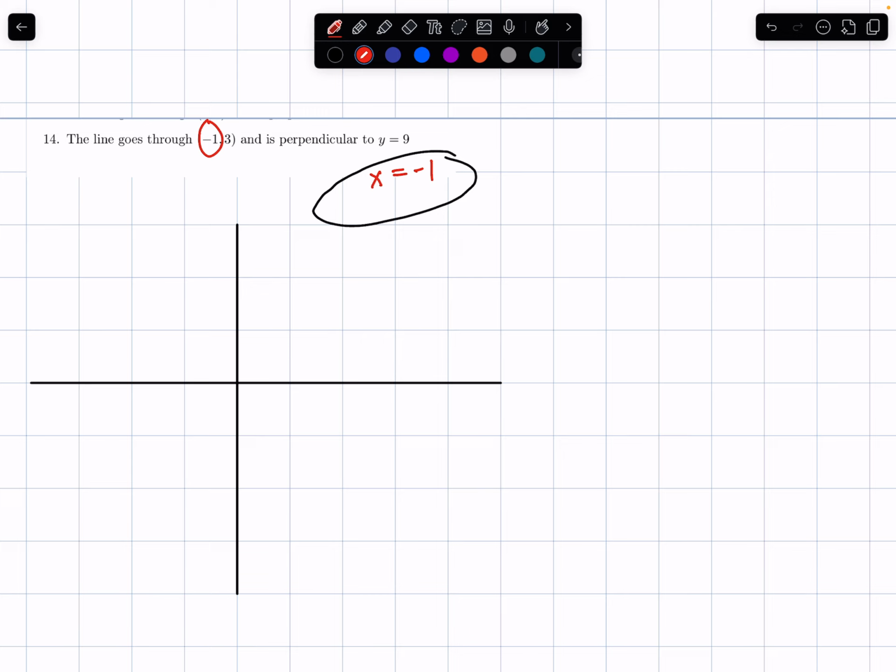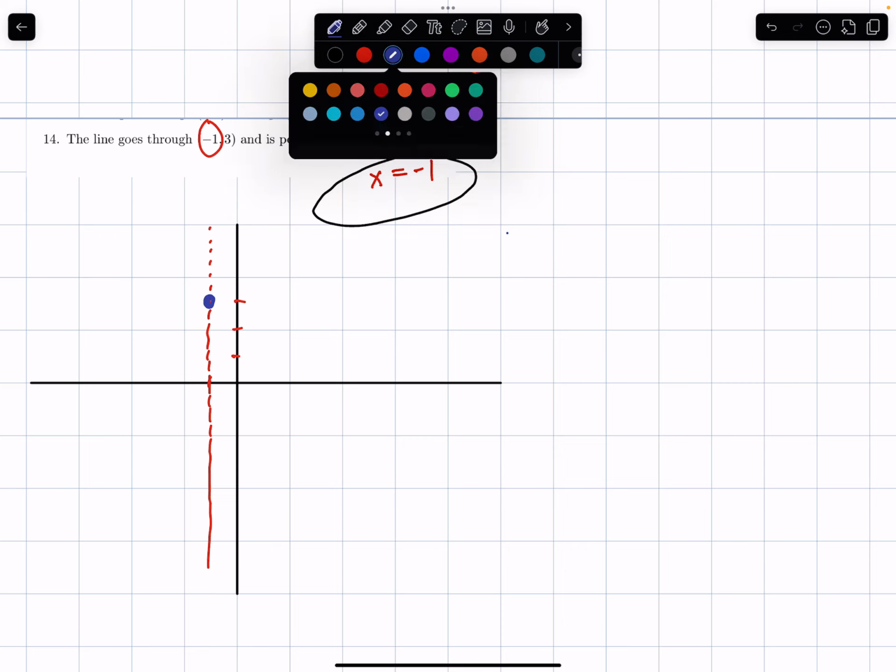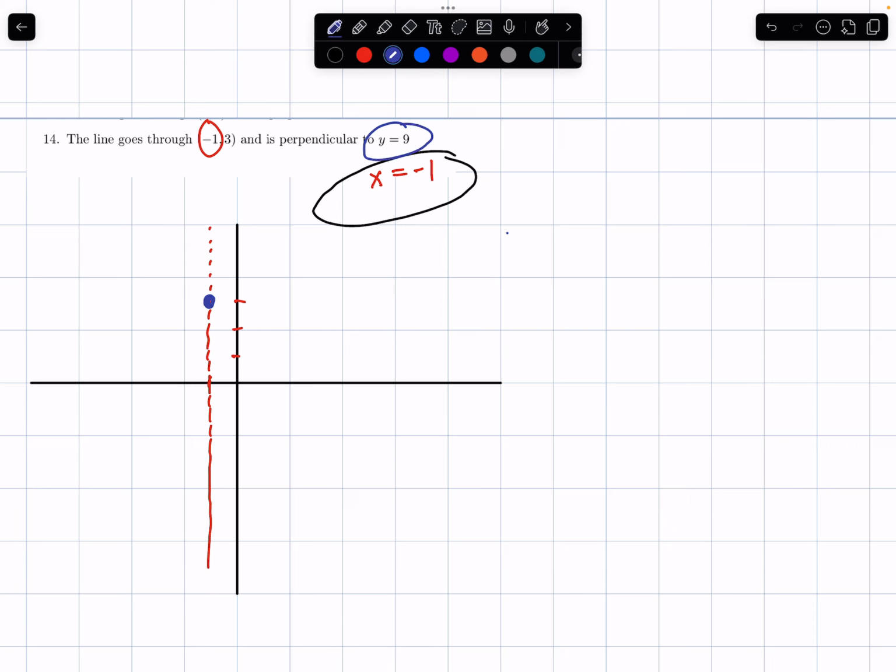X is -1, so here's -1 right there. And here's a bunch of points where x is -1. Whoa, that's cool. And then -1, 3 in particular. -1, 1, 2, 3. That's this point right there. And I do go through it, and it is perpendicular to the line y equal to 9. Because y equal to 9 is 1, 2, 3, 4, 5, 6, 7, 8, 9. Somewhere over here, like a horizontal line, and it would indeed cross perpendicularly.